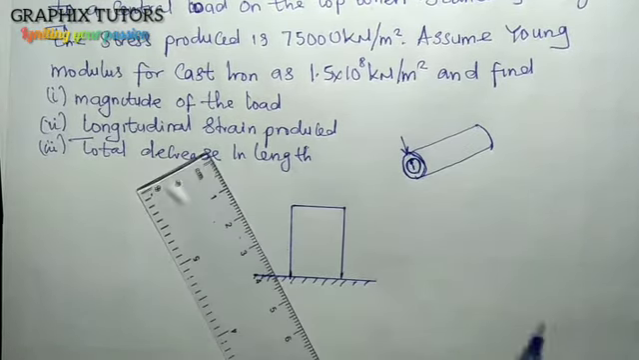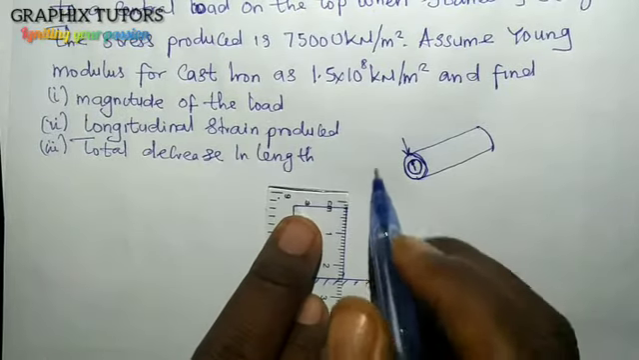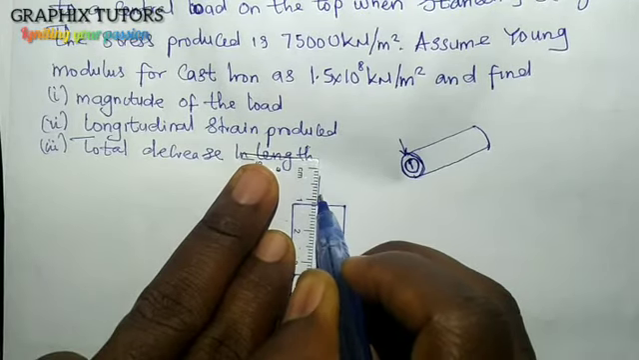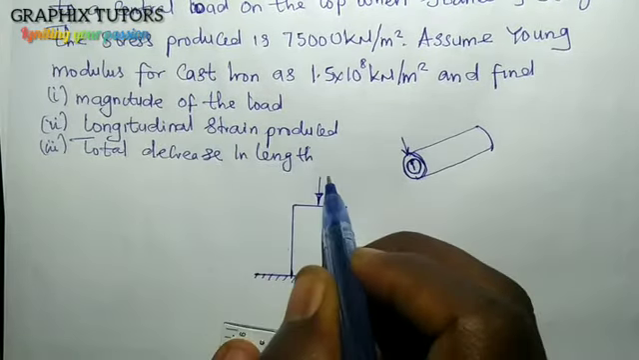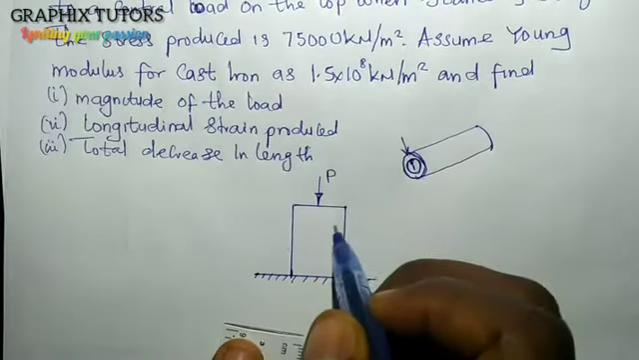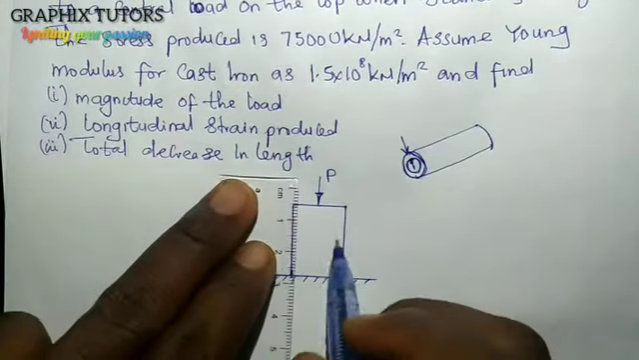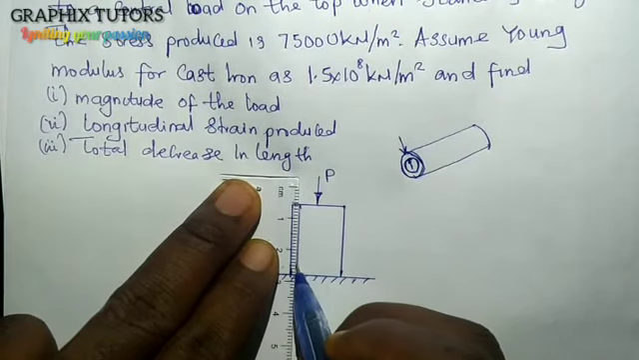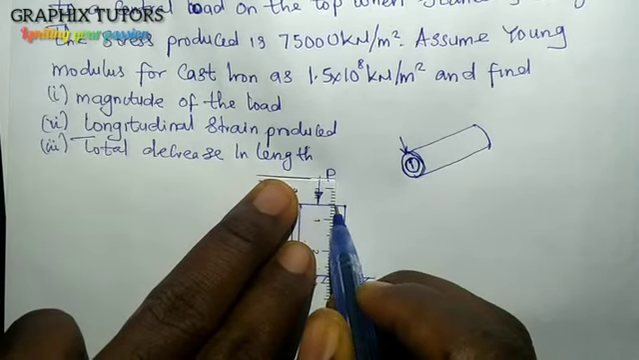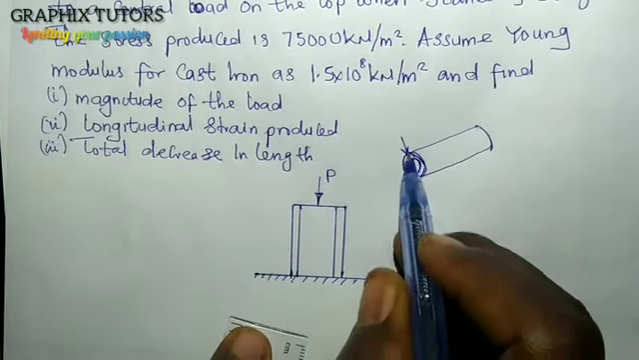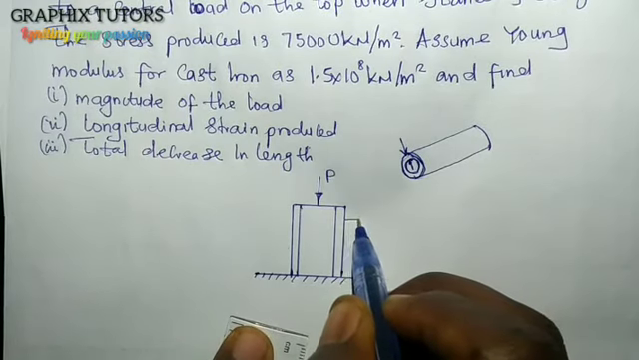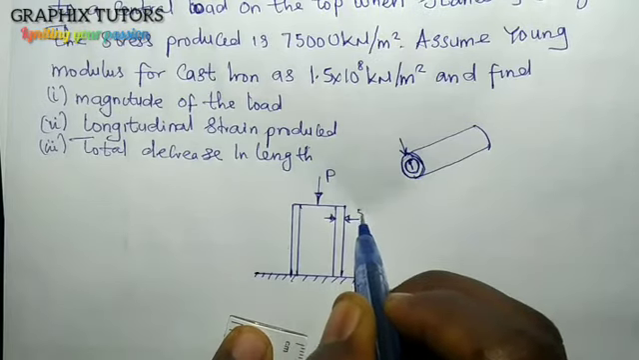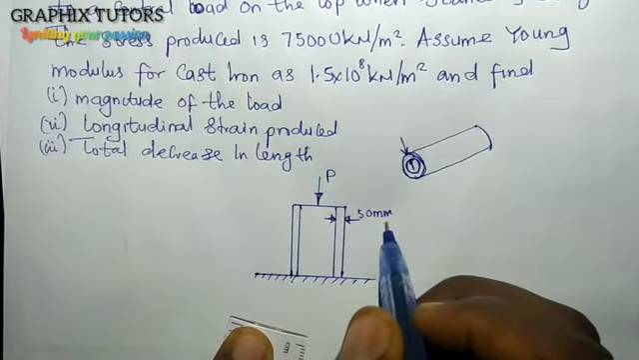Now they say there's a force acting on it this way, right? But they didn't tell us what that force is. It is P, and that is the load, right? And this cylinder has a thickness from here to here. That is the thickness of the cylinder, and the thickness from here to here is what? 50 millimeter, right?